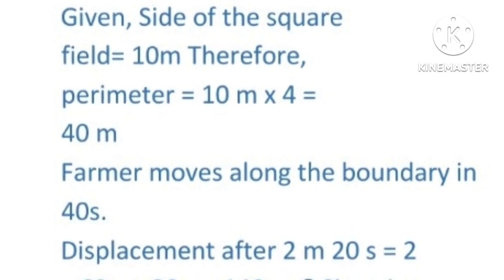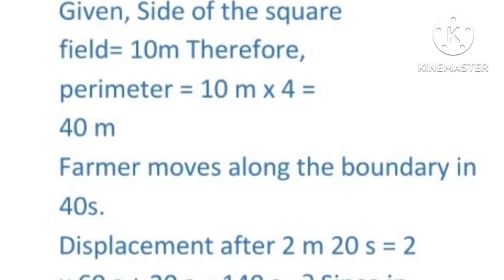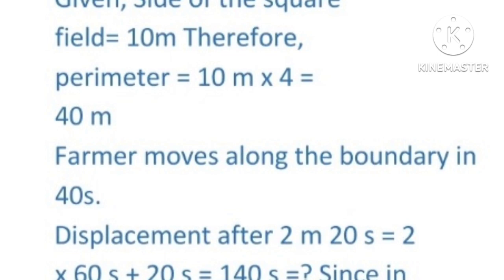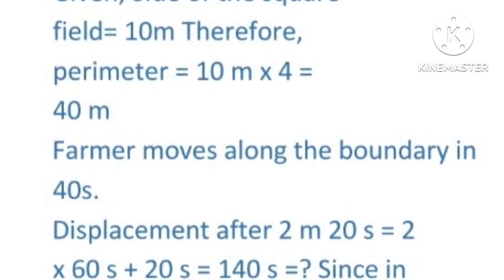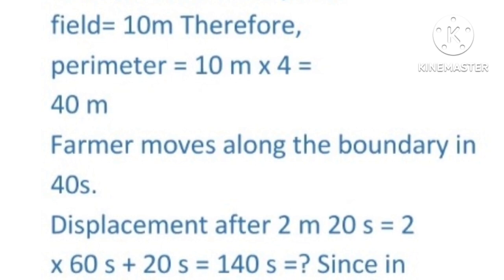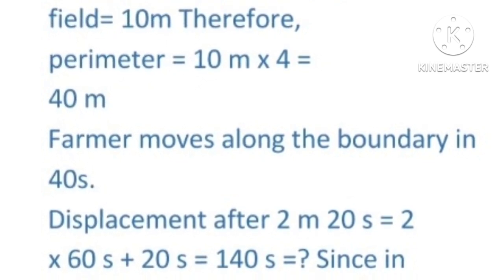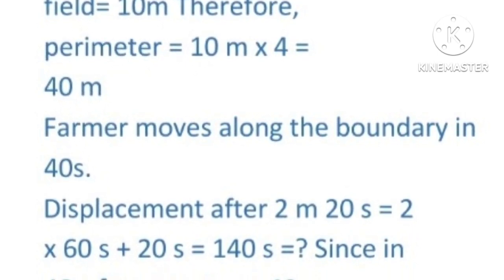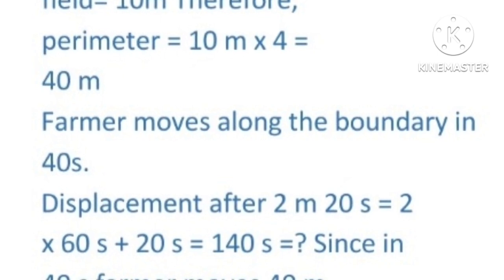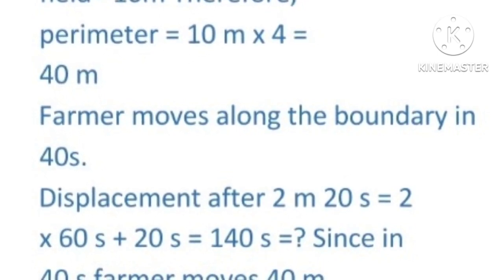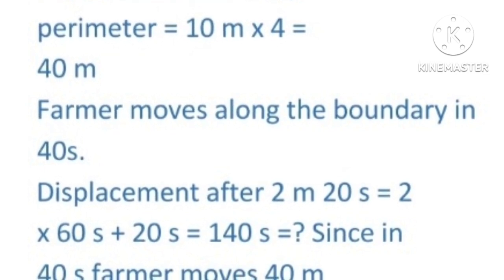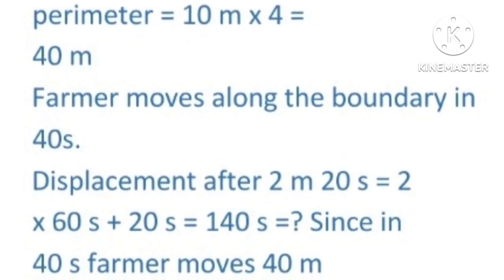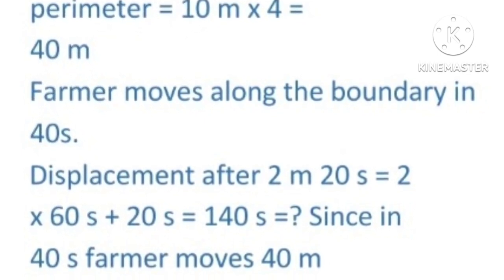Now we can write down the quantities given here. The side of the square field is equal to 10 meter. So if we know one side, we can find the perimeter as 10 into 4, that is equal to 40 meters. Then the time is given as 40 seconds. Now we have to calculate the displacement after 2 minutes and 20 seconds. This 2 minutes and 20 seconds is not in the SI system, so we have to convert it into the SI system. So it will be 2 into 60 seconds, since 1 minute is 60 seconds, plus 20 seconds.